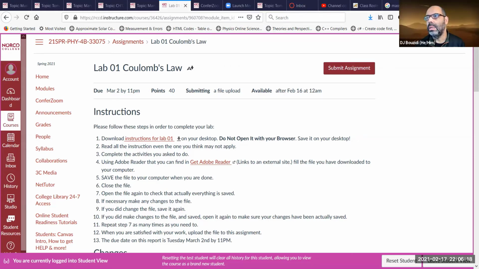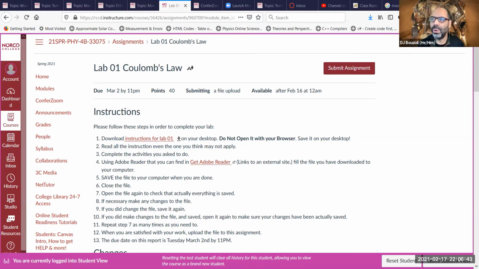Or basically print it to your printer and handwrite it, but scan it or take a picture of it and make sure that you can read that picture once you upload it to Canvas. Because if you cannot read it, I will not be able to decipher what you're saying, okay? As long as it's readable and I can see what you're talking about, then that's fine.